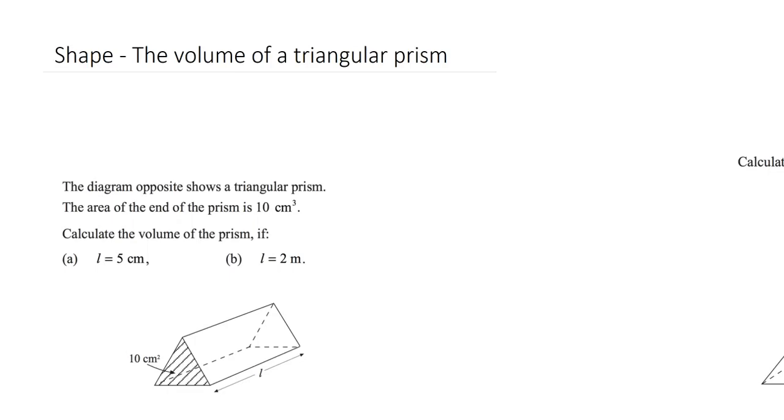So in this video, we're going to take a look at how to find the volume of a triangular prism. But before we do this, we just want to make sure we understand the concept of what a prism is and a general idea of how we can find the volume of a prism. So a prism is something with a constant cross-section.